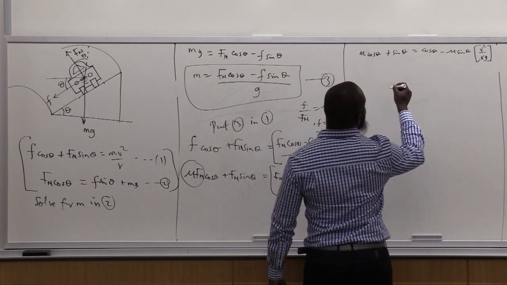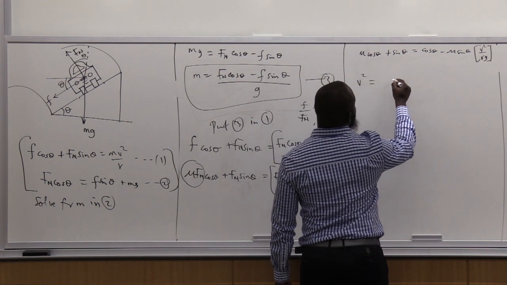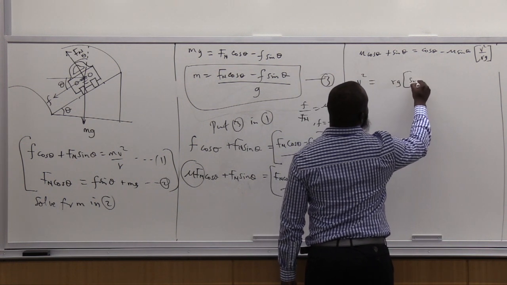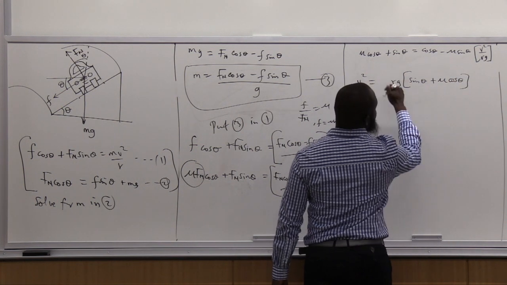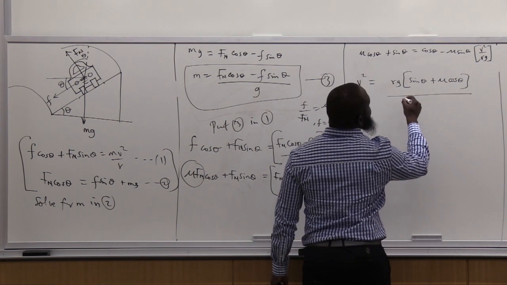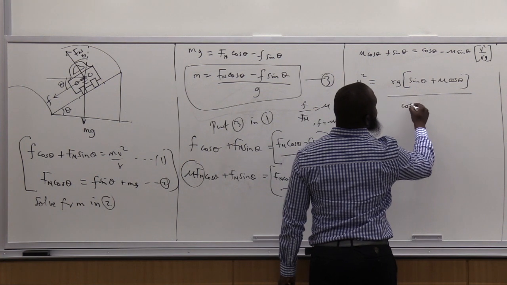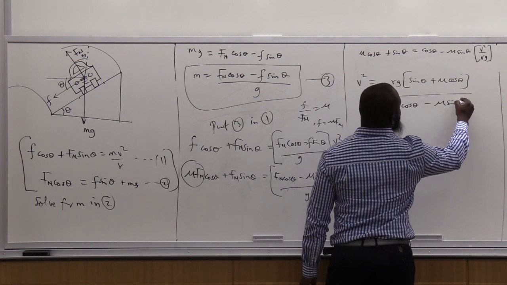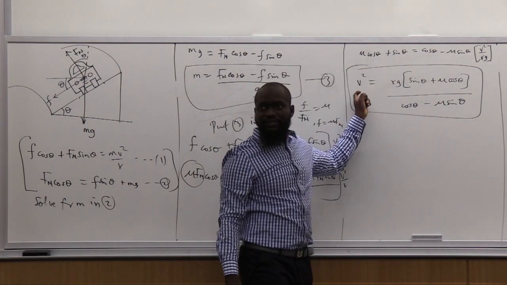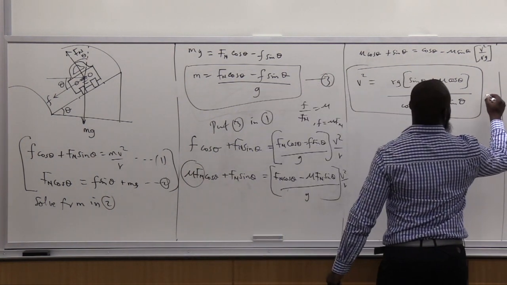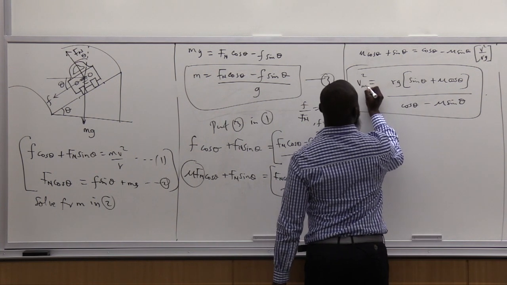Now what happens here? V squared equals Rg times sine theta plus mu cos theta, because they are adding, I can switch them around, over cos theta minus mu sine theta. So this is the formula we want for the maximum speed. So this is the maximum speed, V max.